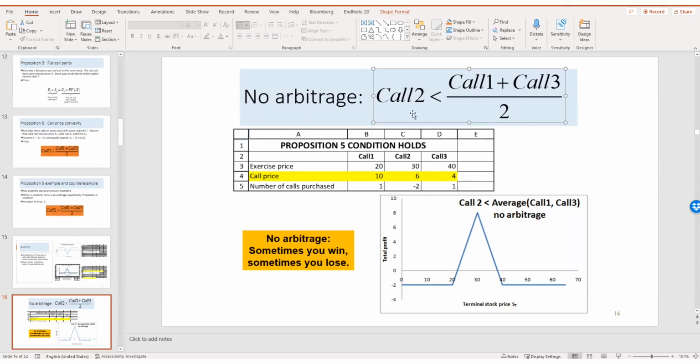And let's see whether call 2, so call 2 is 6, and the average price of call 1 and 3 will be 14 divided by 2, that will be 7. So 7 is larger than 6, so there's no arbitrage opportunity out there.